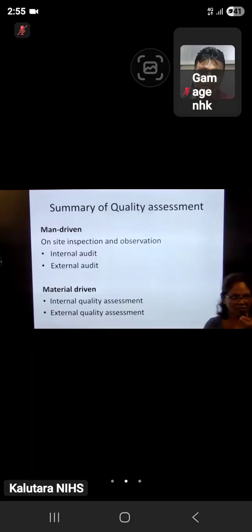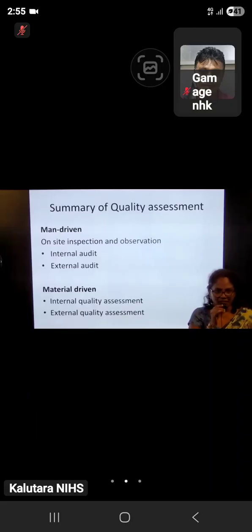This is the summary of quality assessment. In quality assessment, that may be man or material driven. Material driven, can you remember? Material driven means they give you a material. They check your performance by giving a material. Maybe a hematological sample, maybe a biochemical sample, maybe an isolate, maybe an organism.